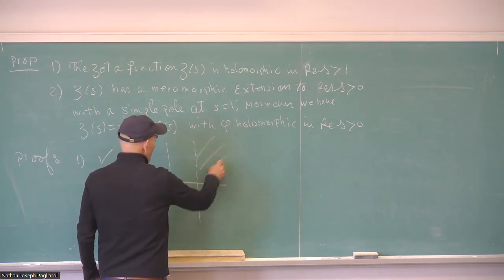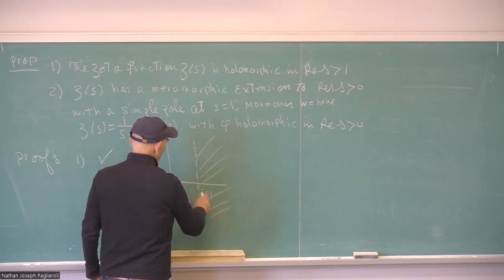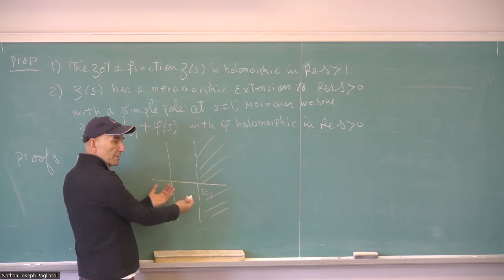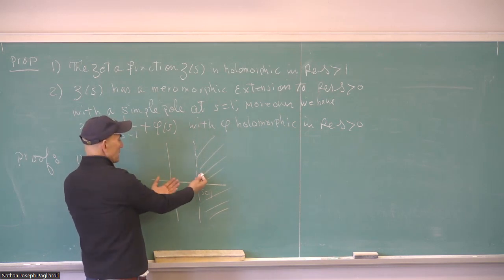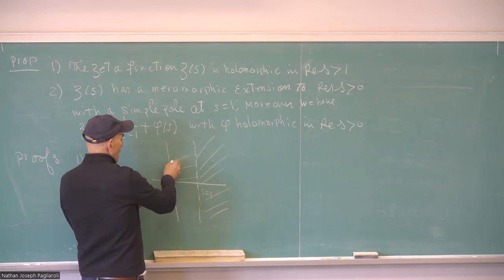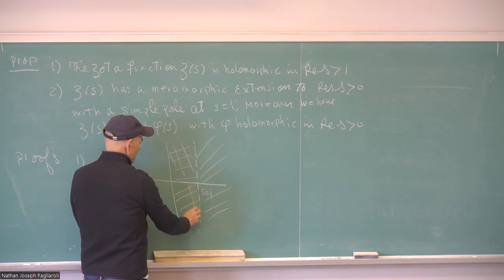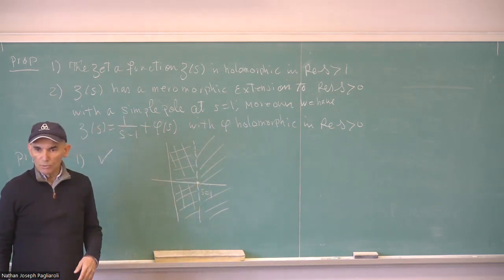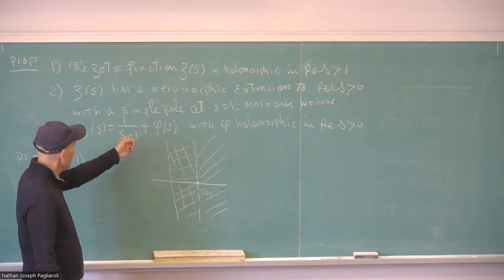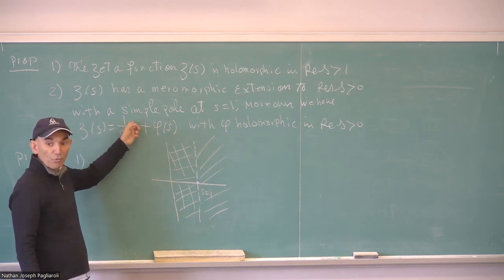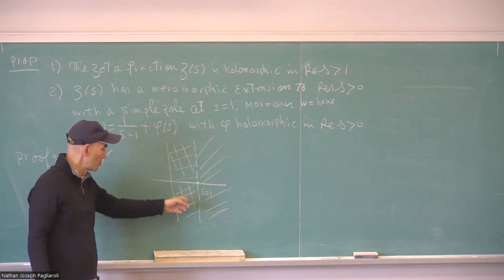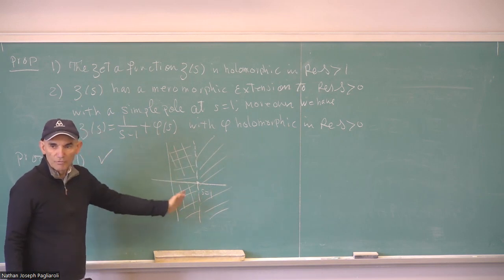You're holomorphic here. But what we want to show is that you can analytically continue zeta past this line into this new area, with a simple pole at s equal to 1. We also know the residue at s equal to 1 is 1. Because phi is holomorphic, there's no other problem, and that's as much as we can prove.